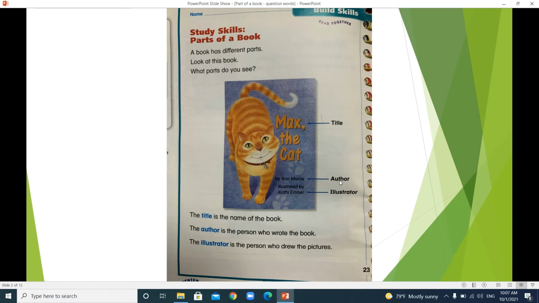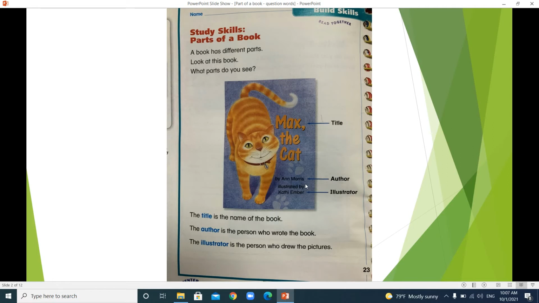The second, author. Author is the person, the man or the woman who writes the book or who writes the story. If you look at this book cover, you'll see that the author's name is Anne Morris. The word by means the person who made this. Okay, so the name starts after the word by. If I ask you, who is the author? The author is Anne Morris.